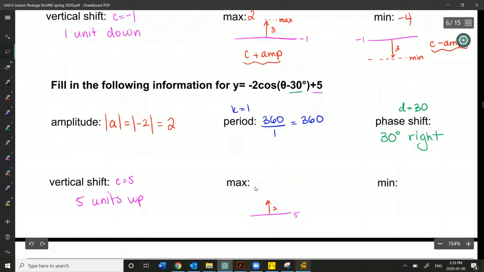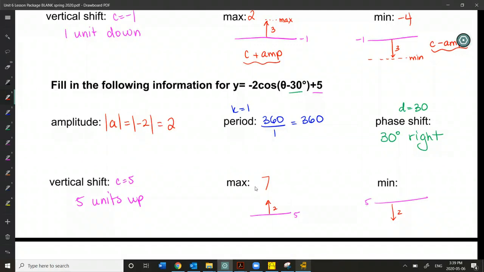So up 2 units from 5, that should have given you 7. And then similarly, if my C value is 5 and I count down the amplitude from that, I should hit my minimum. So 5 minus 2 basically is the calculation we're doing here. Should have given you a minimum of 3.